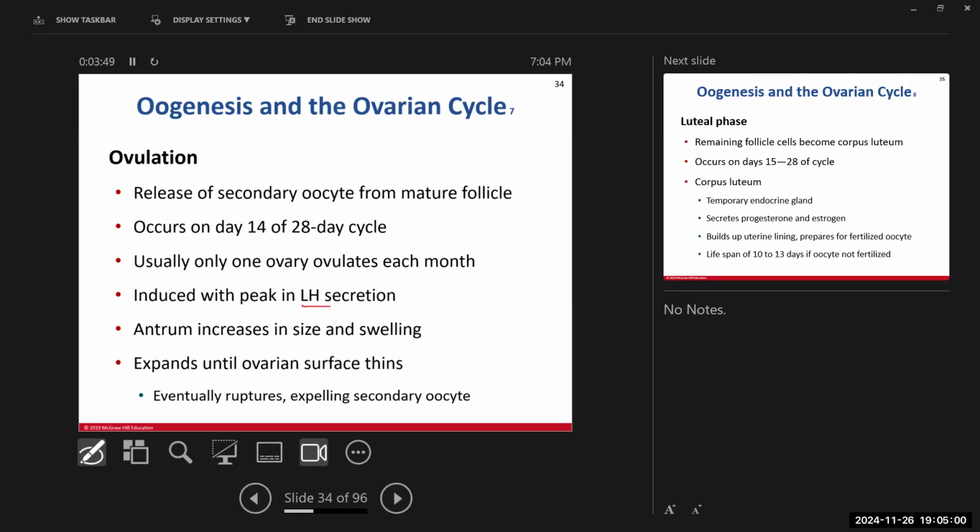Some of you might have heard of the LH spike. If you're tracking hormone production, and I'll show you a picture shortly, it shows how much follicle stimulating hormone is being released at a certain time during the ovarian cycle, and how much luteinizing hormone is being released. You'll see luteinizing hormone has a little gradual increase, and then all of a sudden it just takes a huge spike.